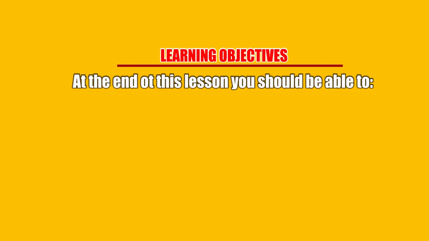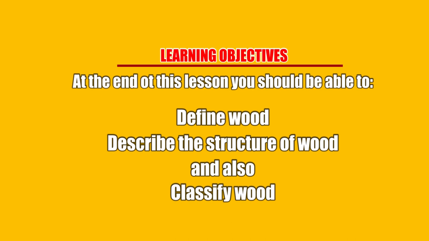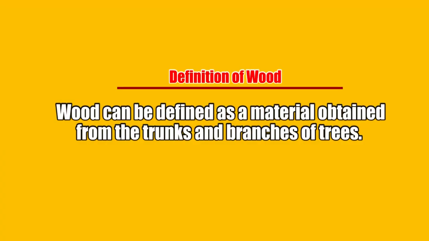Well, in order to help us understand this topic properly, we are going to be looking at it under three subheadings. What I mean is that at the end of this lesson, you should be able to define wood, describe the structure of wood, and also classify wood. Now let's go to the first subheading, definition of wood. Wood can be defined as a material obtained from the trunk and branches of trees.